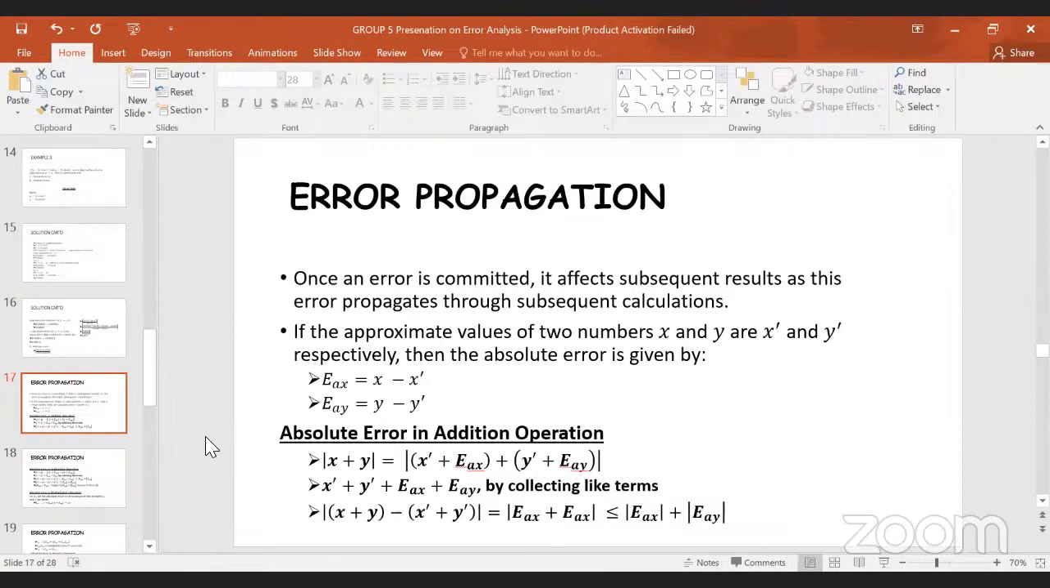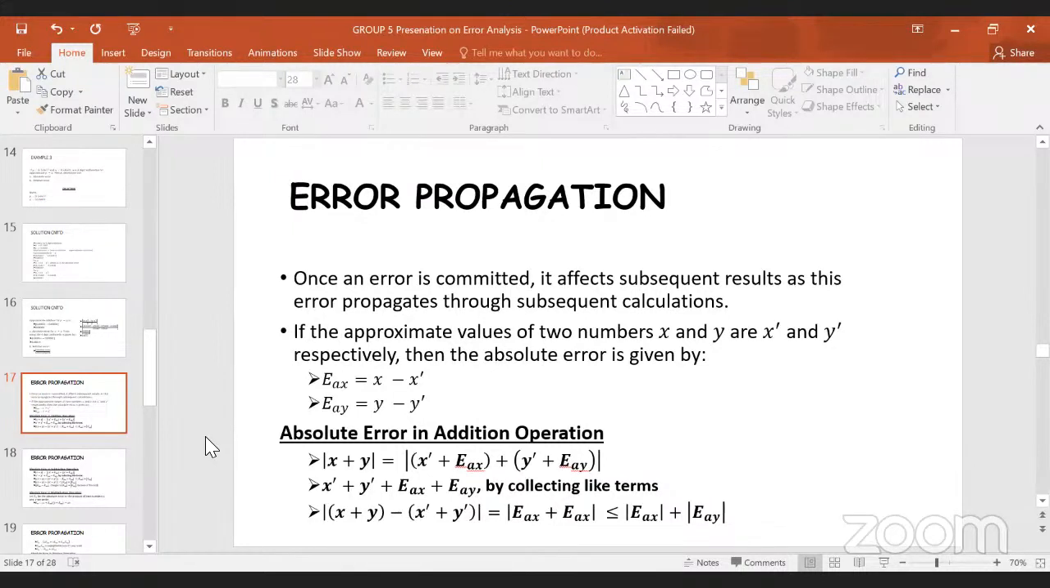We move to error propagation. Don't forget I mentioned earlier that our computer system goes by garbage in, garbage out. What you give to it, it recycles back to you. That leads us to this: once an error is committed, it affects subsequent results as the error continues through the subsequent calculations.